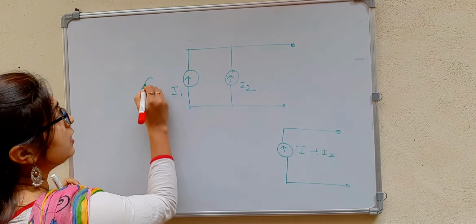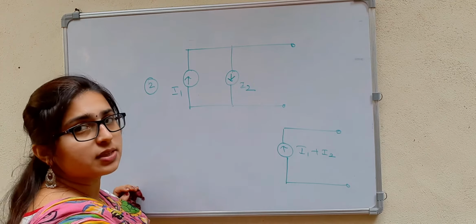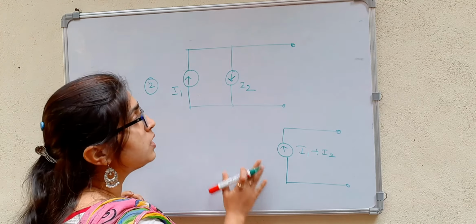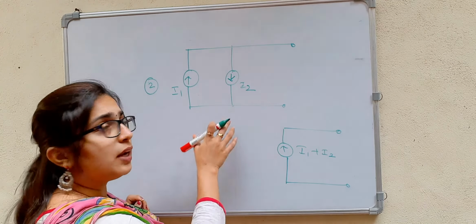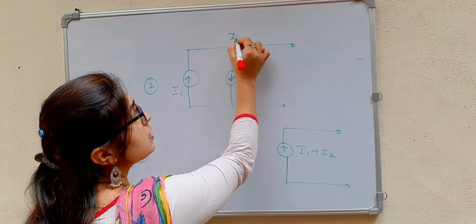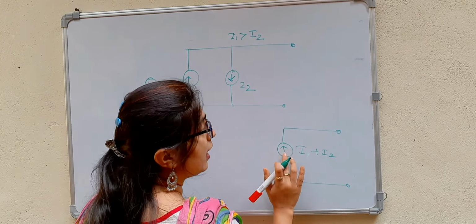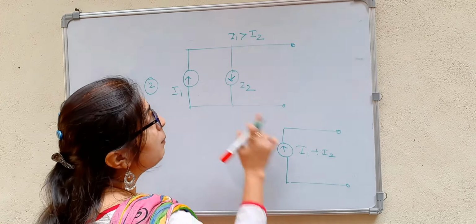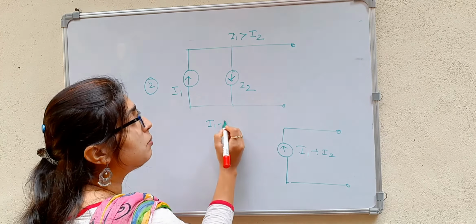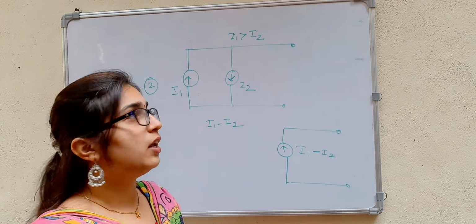Now we will take the second condition. Here we have the directions opposite. So in this case, what will be the direction of the equivalent current source? It will be the direction of the source having the higher value. If I1 is greater than I2, then the direction is the same as I1. But what will be the value? They have different directions, so it will be I1 minus I2. This will be the equivalent current source.